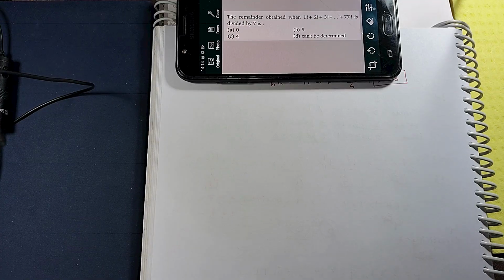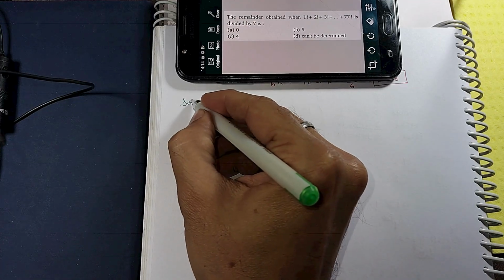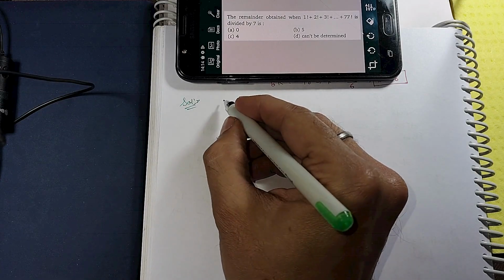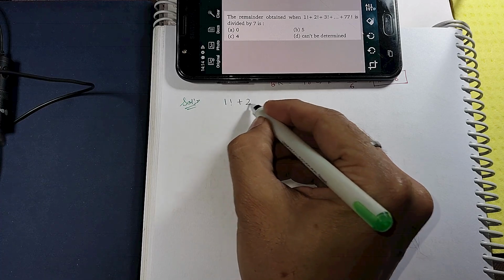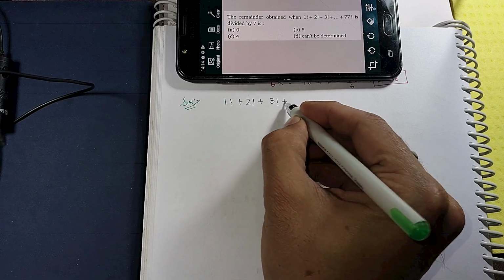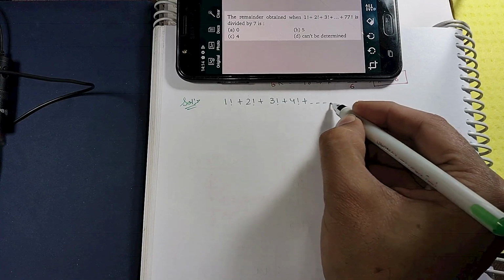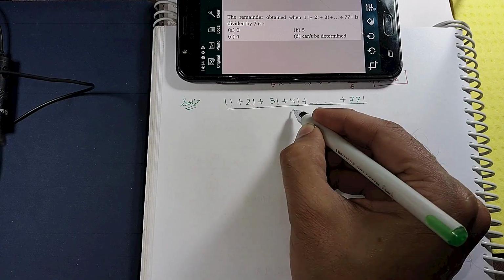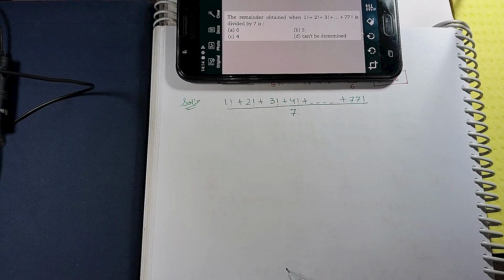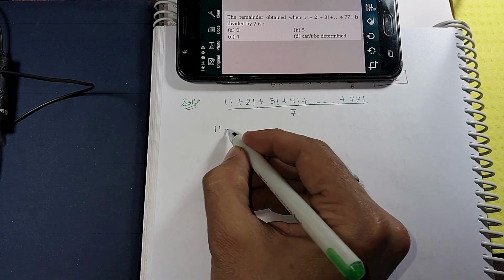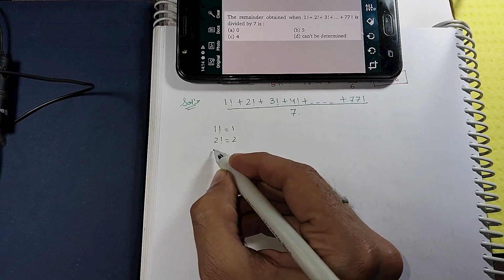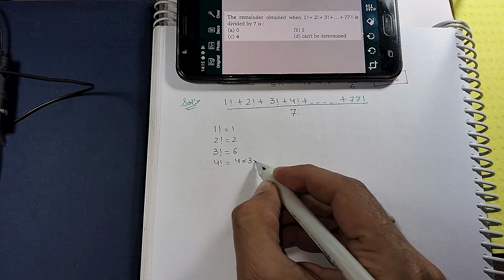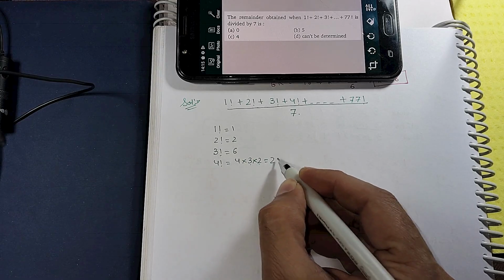The remainder obtained when 1 factorial plus 2 factorial plus 3 factorial and so on up to 77 factorial is divided by 7 is... So we have been given 1 factorial plus 2 factorial plus 3 factorial plus 4 factorial and so on up to 77 factorial, and we need to find the remainder when this whole expression is divided by 7. Now 1 factorial is equal to 1, 2 factorial is equal to 2, 3 factorial is 6, 4 factorial is 4 into 3 into 2, equal to 24.